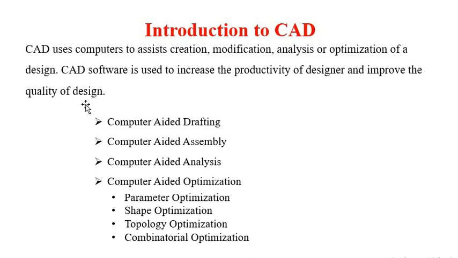So CAD gives us a few features here. The first is computer aided drafting. We can use computers to draft, to draw design drawings. Then computers can be used in assembly, computer aided assembly, as we heard about design for manufacturing and assembly. In this, computers are used for assembly to make the assembly easier.